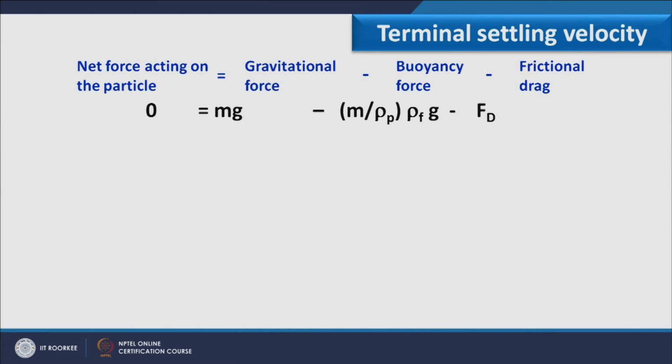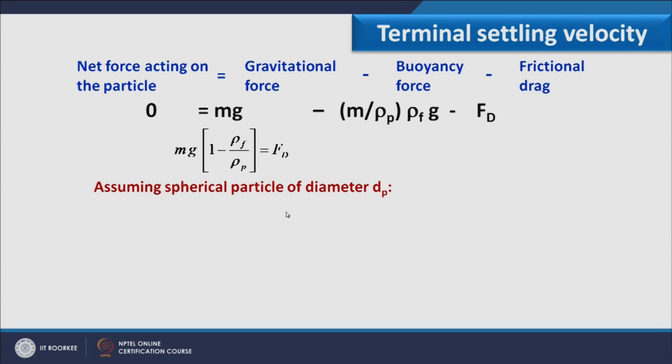This was the equation which we discussed in the last slide, where ma is 0 because the particle has reached terminal settling velocity. Considering the remaining expressions, we can rewrite the expression in this form: mg into (1 minus rho f by rho p) equals Fd. Now, we have to write the expression for Fd. Further, we have already assumed that the particle is spherical with diameter dp. So, m can be represented in terms of particle diameter.